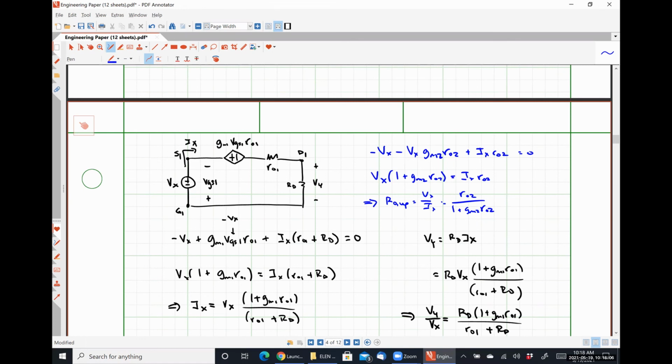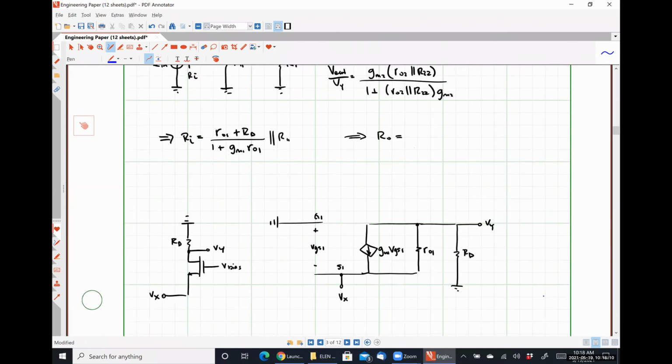That whole thing will be in parallel then with R22. So let's put that in. R02 over 1 plus GM2 R02 in parallel with R22. Thank you. Like legitimately, thank you.